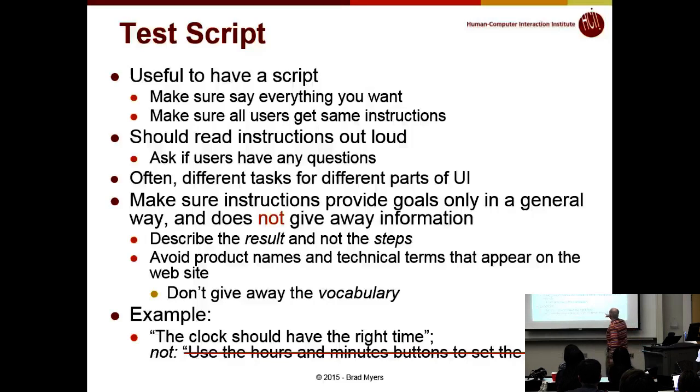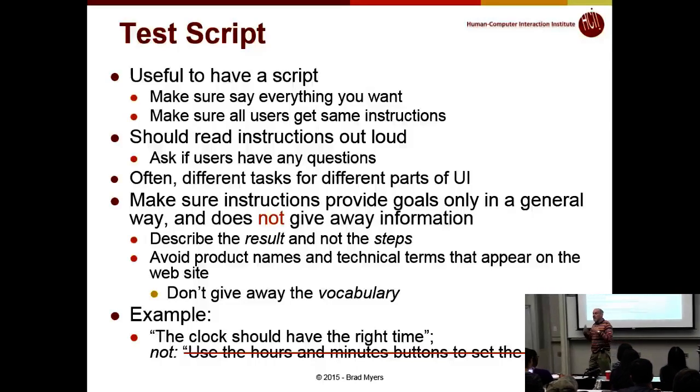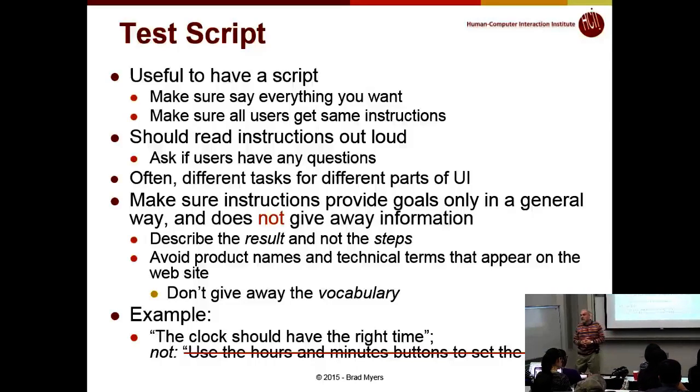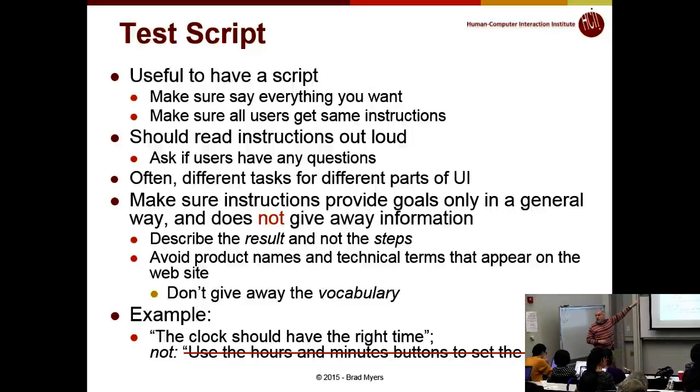If you said "the clock should have the right time," now you're telling them what to do, but it doesn't give them any hint about how to do it. One of the key reasons we want you to write down your instructions for this homework is to practice figuring out ways of asking the questions that don't give away the answers. That's a really useful skill to have, and we want to make sure you're doing that in your script. So you should write down the actual questions that you're going to ask, and then read them off your piece of paper to the subjects.